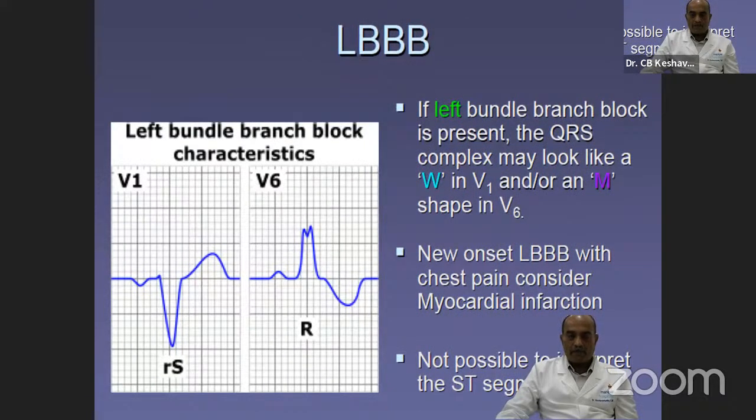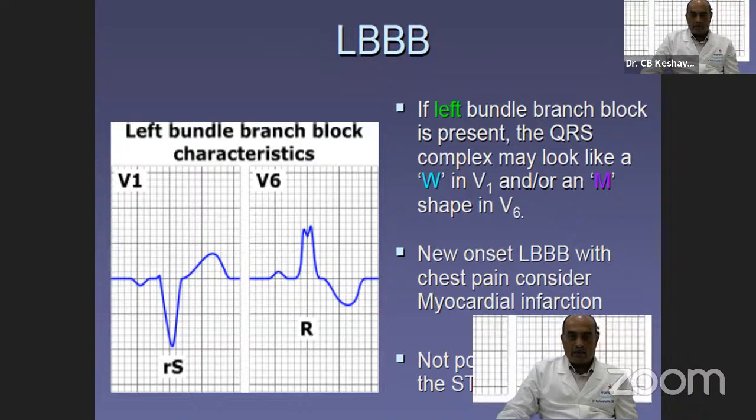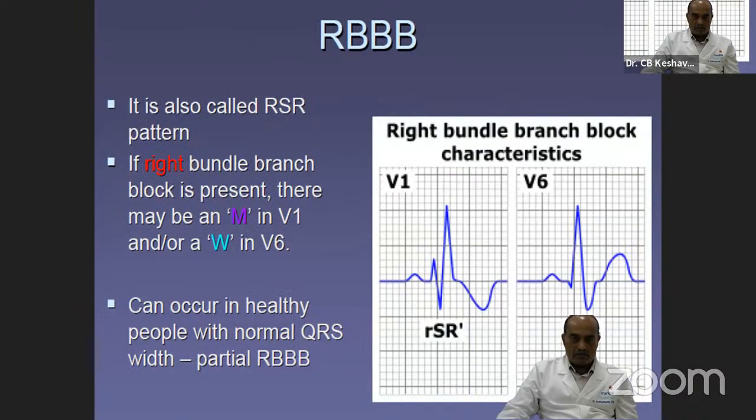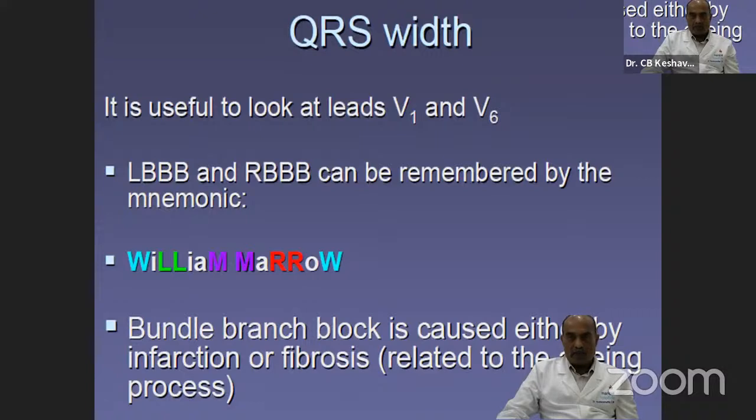So you may have a left bundle branch block where the conduction system has a problem, so the QRS is wide, or you can have a right bundle branch block. Either of these bundle branch blocks can cause widening of the QRS complex in respective leads. So for QRS width, it is important to look at leads V1 and V6, LBBB and right bundle branch block. You can use that mnemonic to see what is the pattern in the leads. And it is usually either caused by infarction or fibrosis. Sometimes it may be physiological. Otherwise, structurally, the heart is normal, but they can have bundle branch blocks.